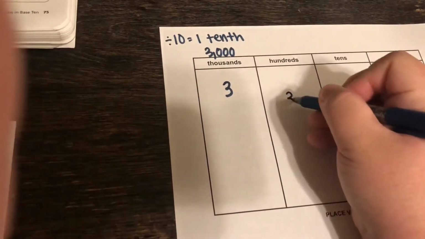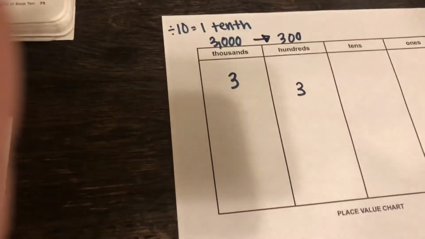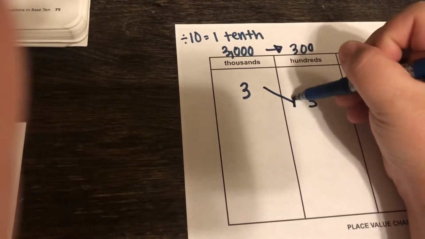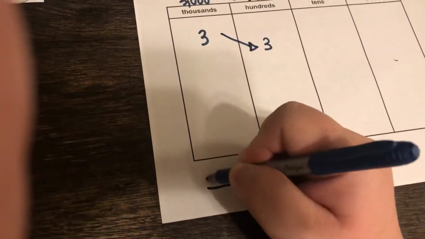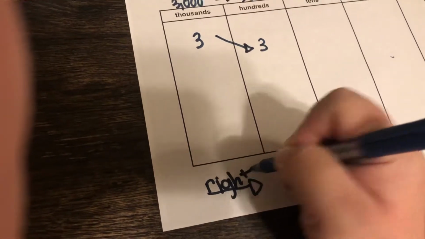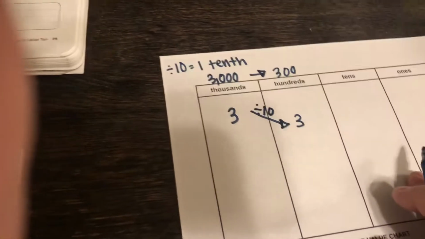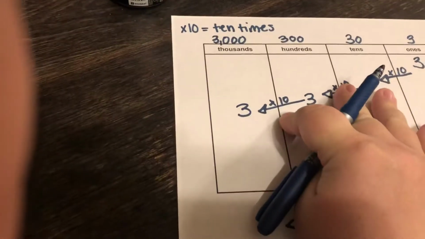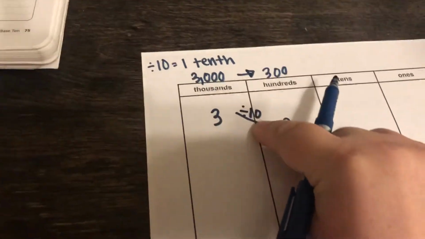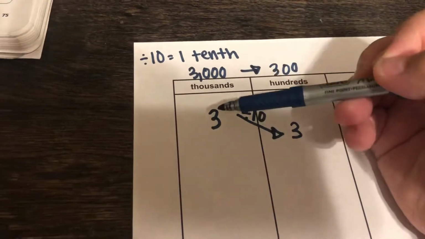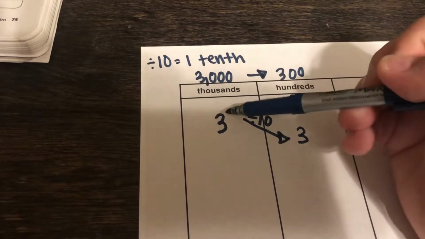So if we take this 3, and again, it's not 3, it's 3,000, we have to go down to 300, and we're crossing that line. If we are going down or going to the right of the place value chart, you are dividing it by 10. Now this is 10 times as much, but this is a 10th as much because in division we're working in tenths, okay? So this is a tenth as much as this, okay?